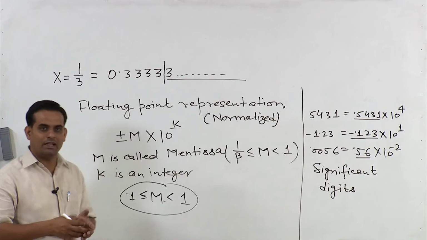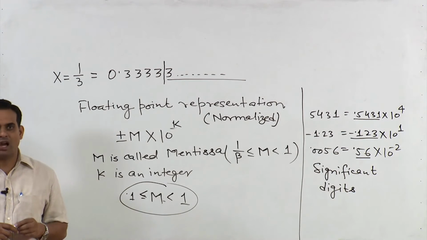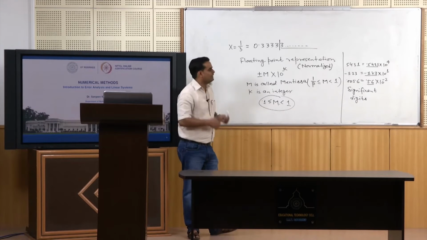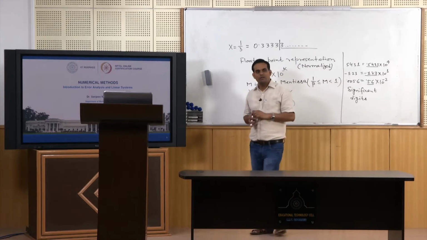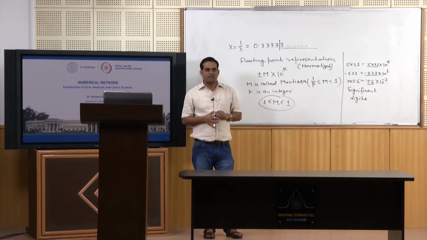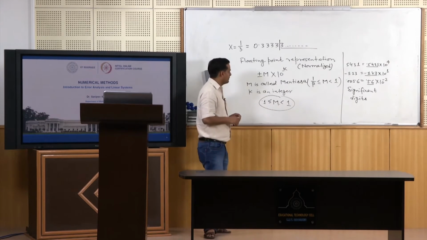So if someone gives you a number and asks you how many significant digits we have in this number, what you need to do is write the number in the floating point representation, and then the number of digits in the mantissa are called the significant digits in the given number.